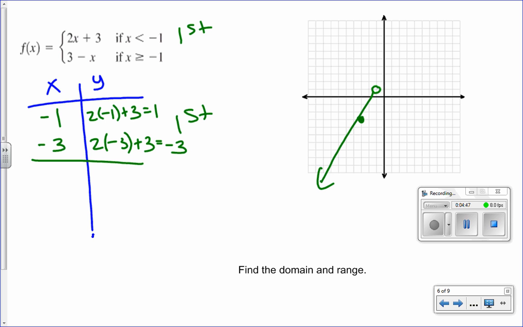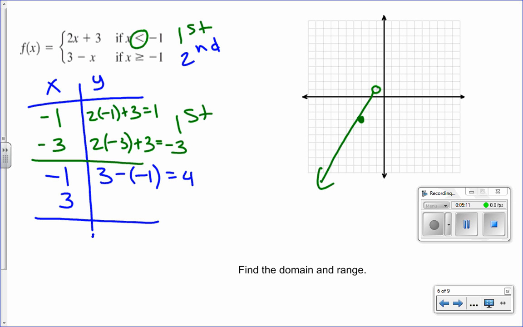The reason why I have an open circle at (-1, 1) is because of the inequality. It can't be equal to negative 1. All right, let's make a graph for the second part. For the second part, I'm going to plug in -1, and let's plug in 3. So when -1 goes into the second part, I'll get 3 minus -1, which is 4. And then when 3 goes into the second part, I'll get 3 minus 3, which is 0. I'm going to go ahead and graph (-1, 4).